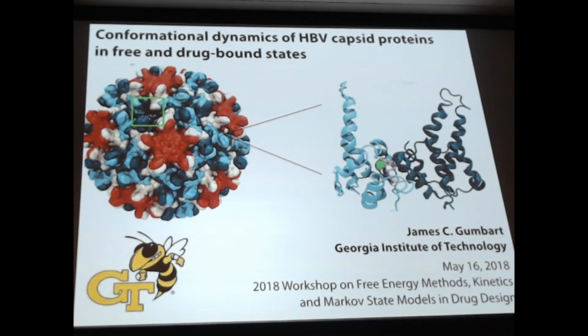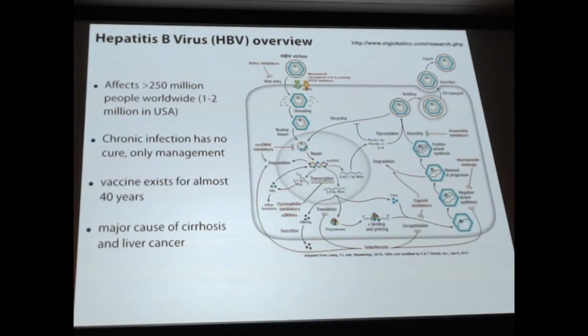So I'm going to talk about some applications of methods, including some free energy, to a problem we've been working on now for a few years in my lab, specifically hepatitis B virus. All right, so just a brief overview. In the U.S., you may not think so much about hepatitis B, but it's actually a problem for at least 250 million people worldwide, maybe more. And in the U.S., around 1 to 2 million people suffer from chronic HBV infection.